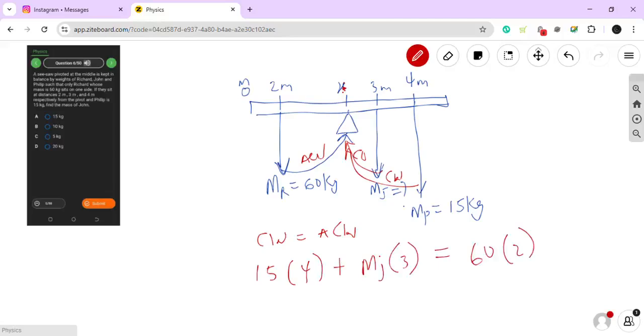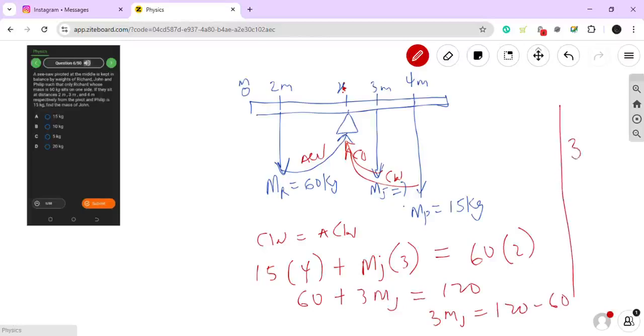So this is 60 plus 3 mg, mass of John, equals 120. So from here we can say 3 mg equals 120 minus 60, and 120 minus 60 gives 60 as well, right? So meaning 3 mg will be equal to 60. So your mg, the mass of John now, will be 60 over 3, and that will be 20.